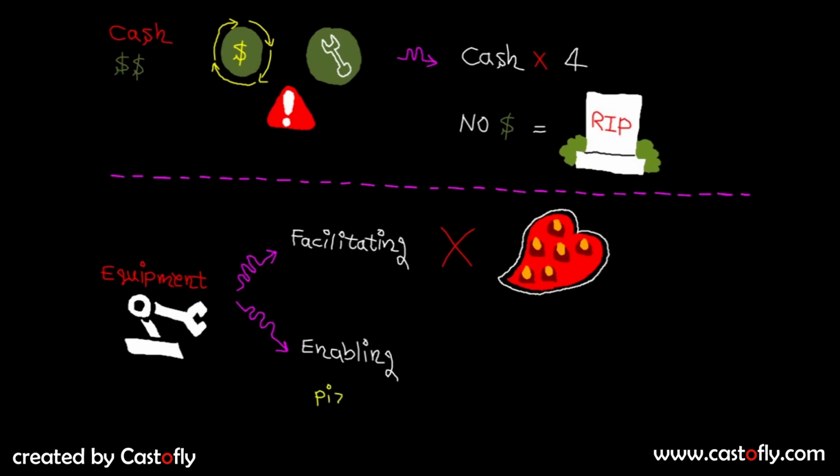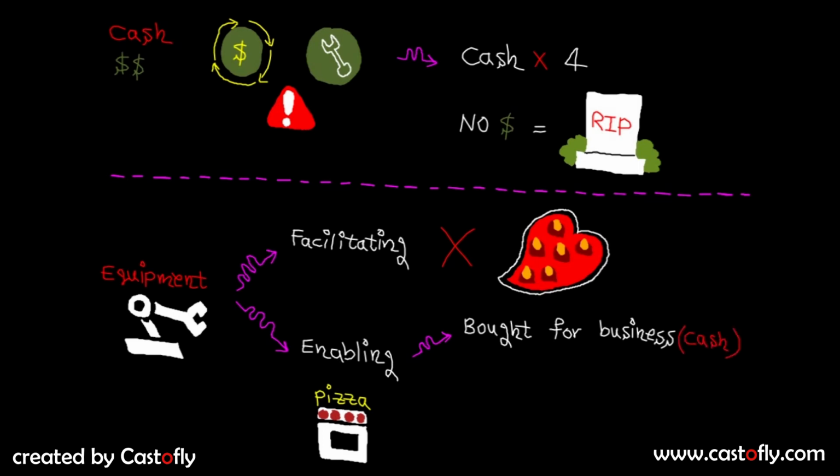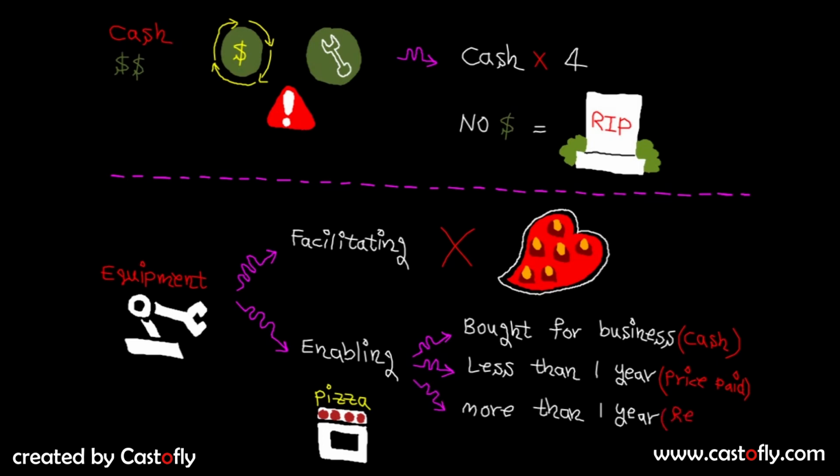On the other hand, some equipment enables the business to operate. For instance, imagine your startup is a pizza shop. If a grant provides an oven, that's critical and business enabling. So in this case, if it's bought specifically for the business, it should be treated as cash and rewarded by a factor of 4. If it's bought before joining the company during the last year, the value is equal to the price paid. And if it's more than 1 year, the value should be set to the resale price, which you can easily find on eBay.